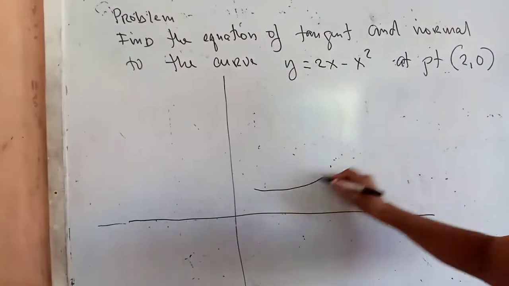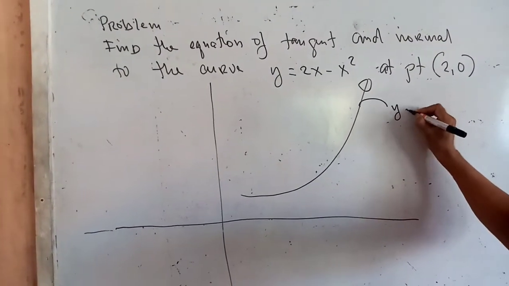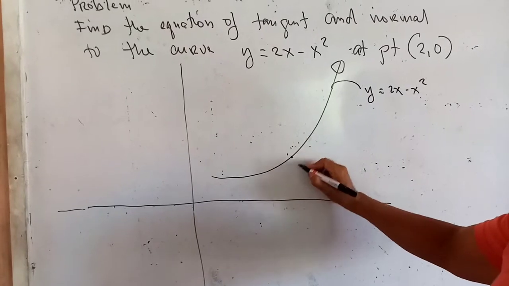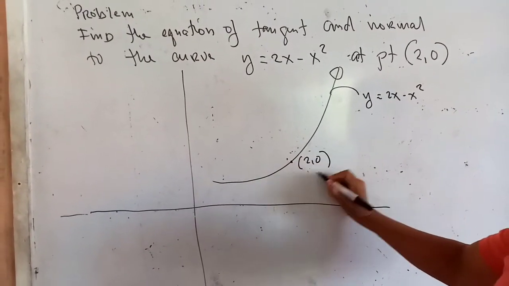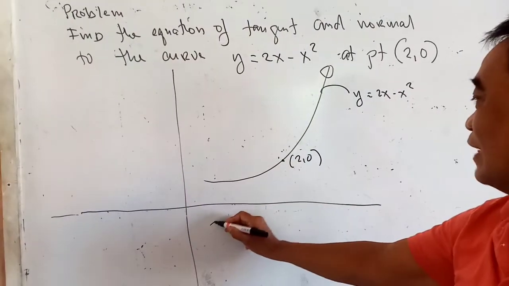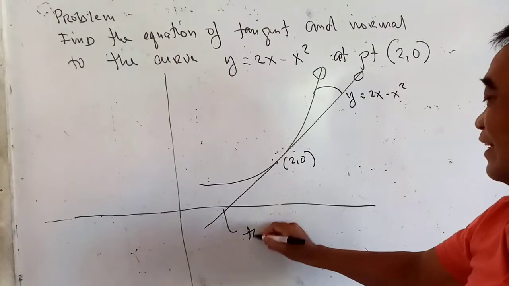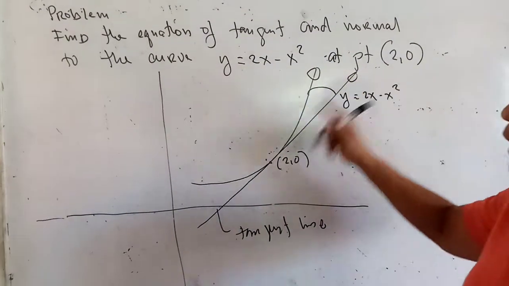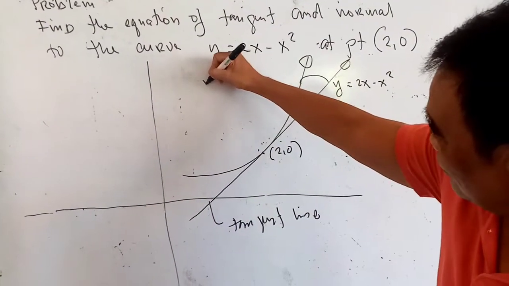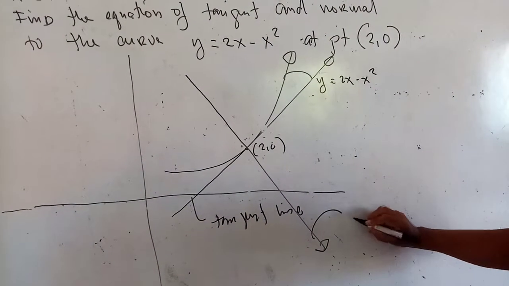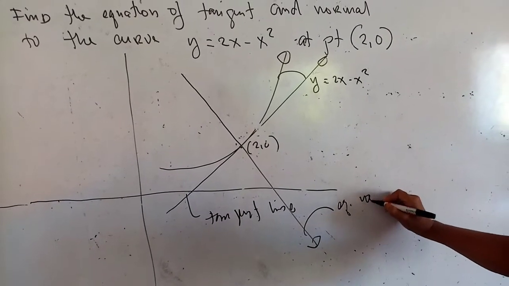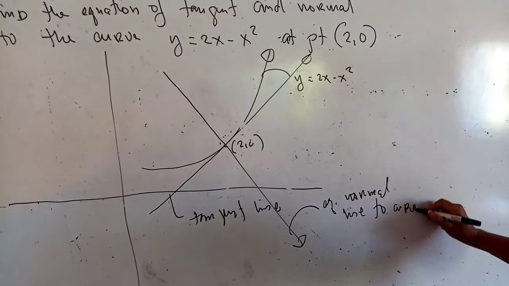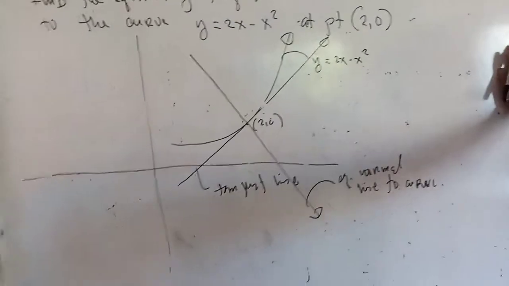Assuming that this is the curve y = 2x - x². Now there is a point, let's say this is the point (-2, 0), where this point will be the point of intersection between your tangent line and the curve. This is your tangent line to the curve, and to draw a line exactly perpendicular to the tangent, this is your normal line. This is the equation of the normal line to the curve y = 2x - x².